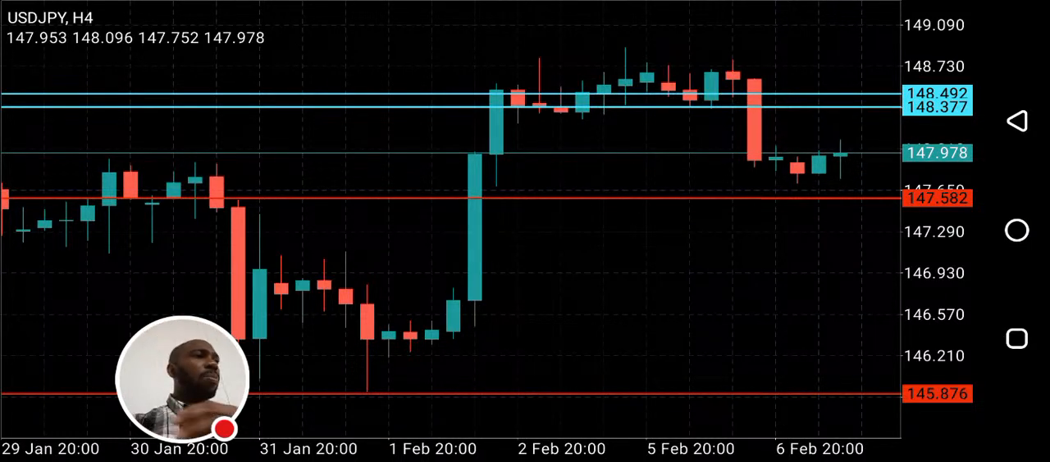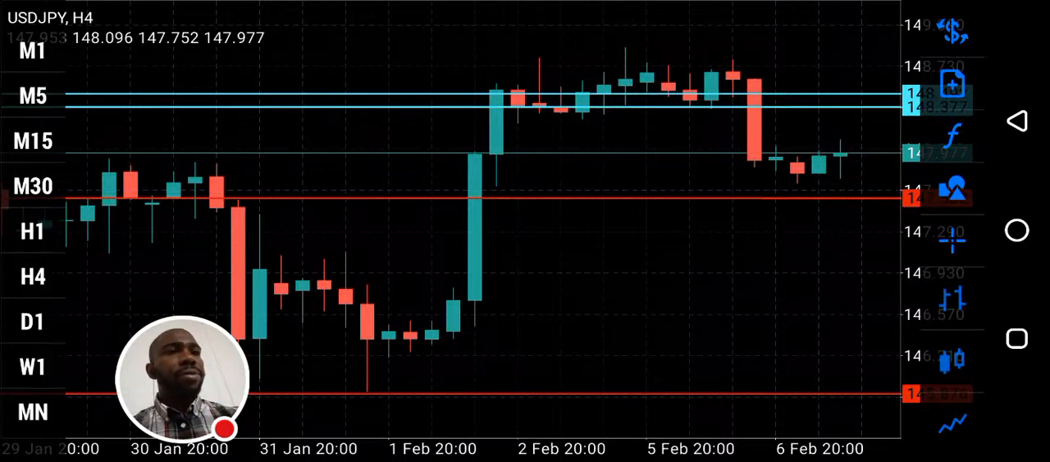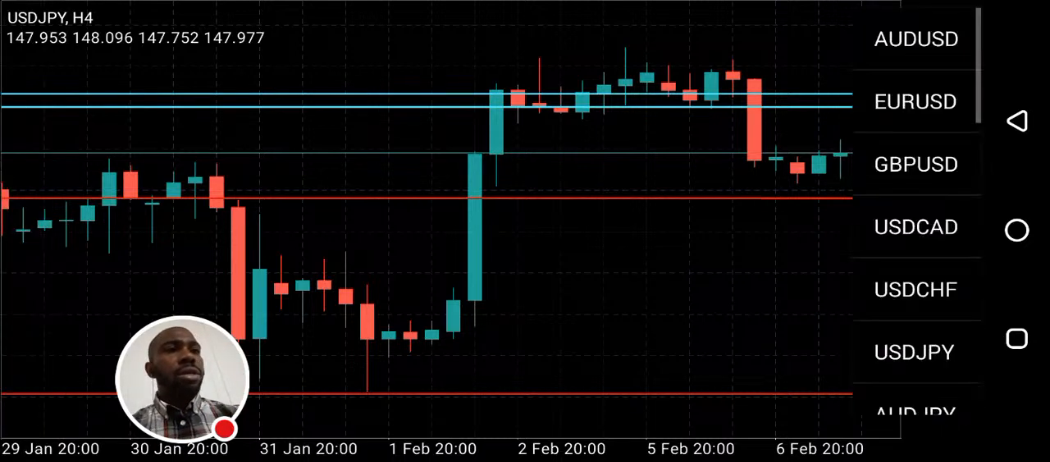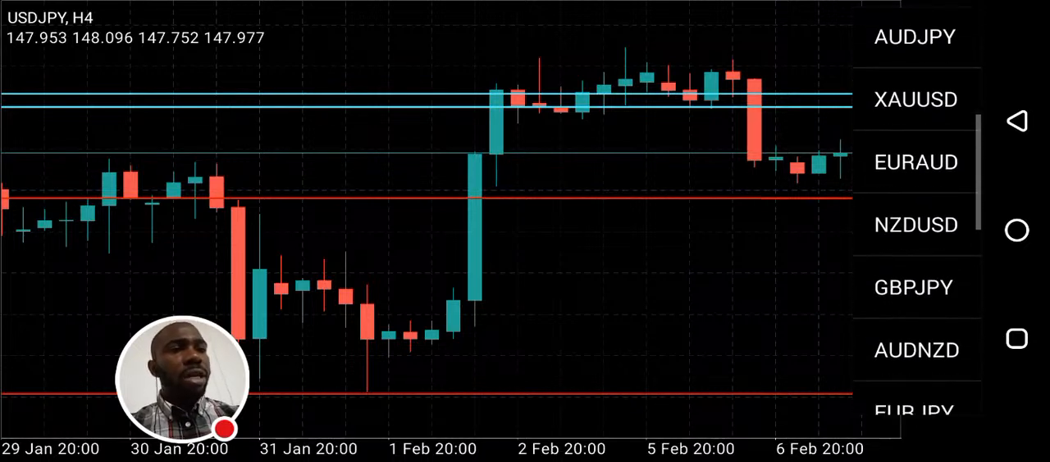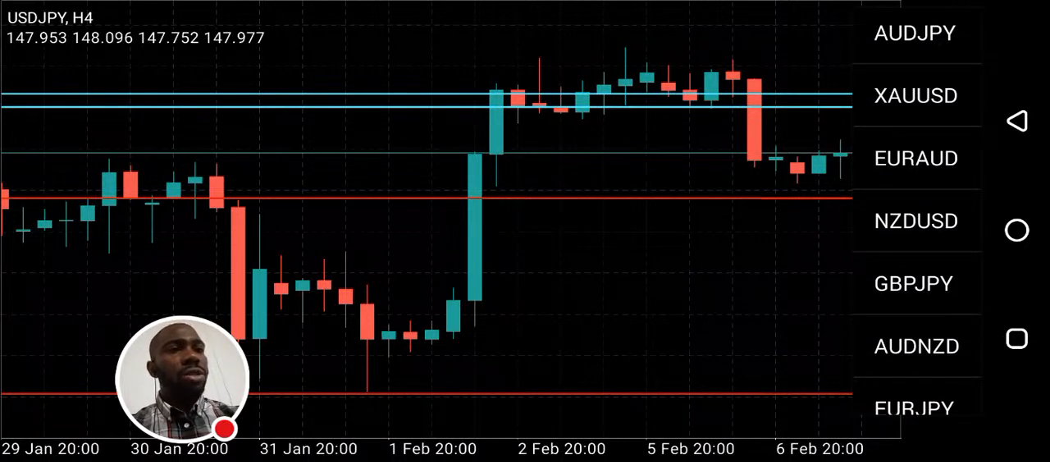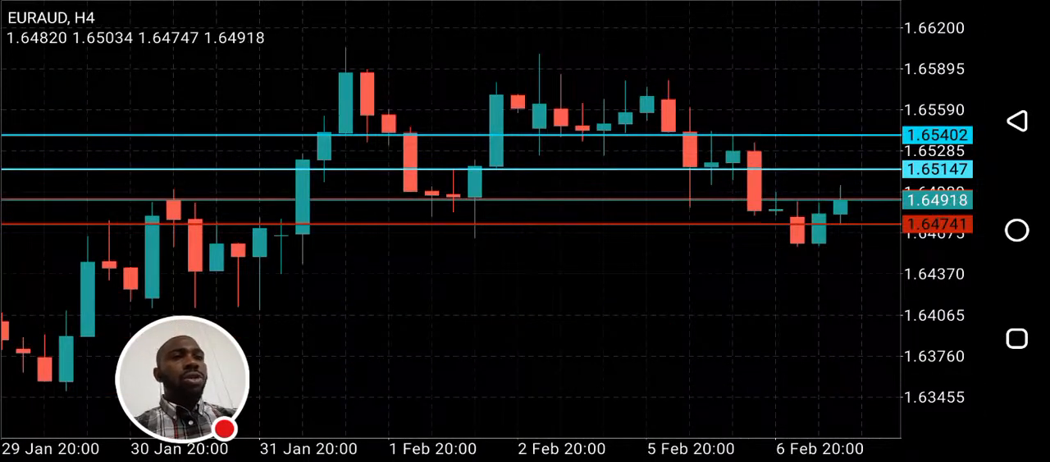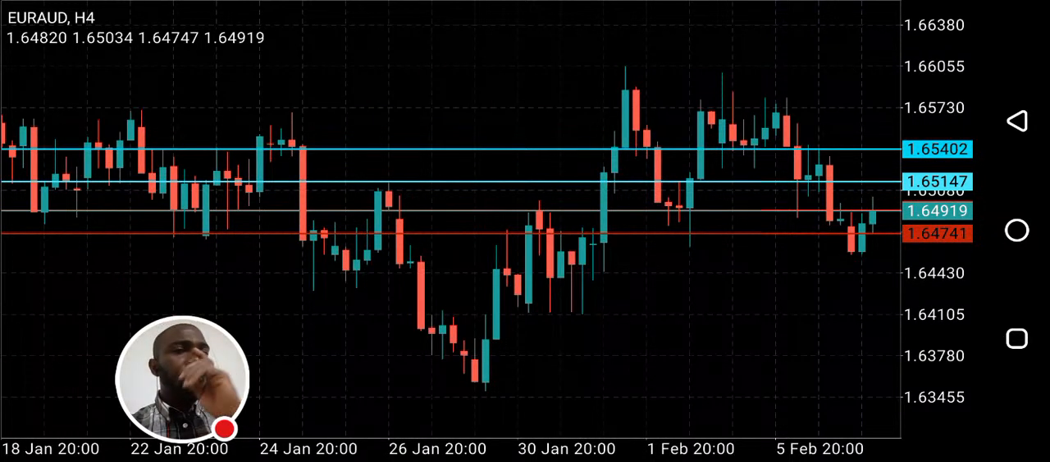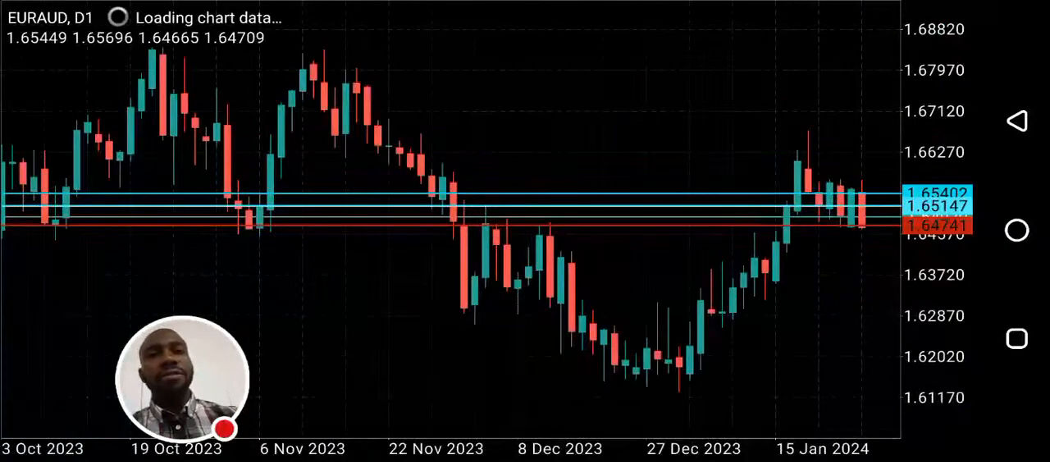So which other pair do you want us to analyze? Let me know. The last pair we'll be looking at is Euro Australian dollar. Euro Australian dollar is also bearish. Let's start with the daily time frame.